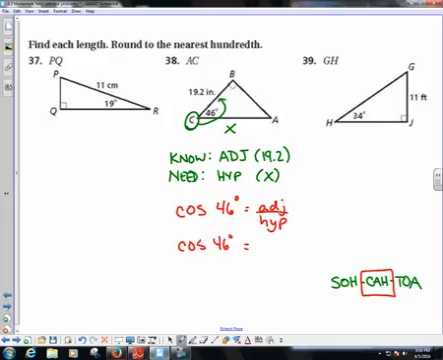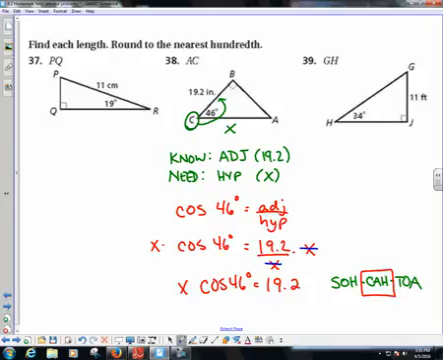So the adjacent piece is 19.2, and the hypotenuse is what I'm looking for, and that's x. I need to get x out of the denominator. I need to get x by itself so that I know how long it is. I'm going to multiply both sides by x. Why should I do that? Well, if I do that, it gets x out of the denominator. It's still not alone, but it's a lot closer to being where I need it to be. So x times cosine of 46 degrees equals 19.2.